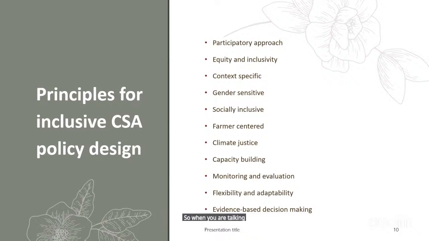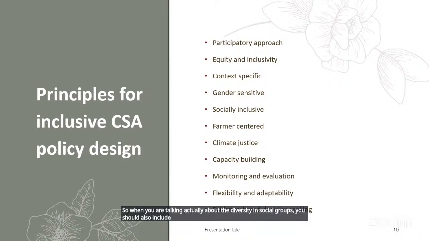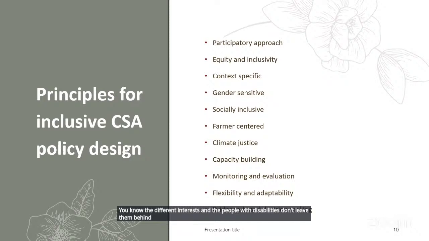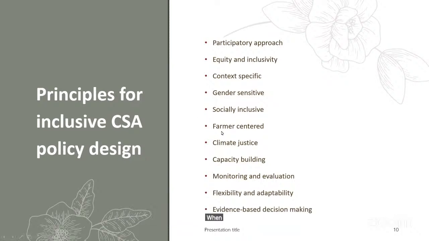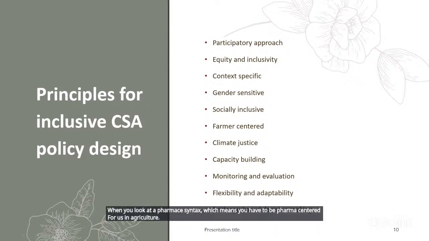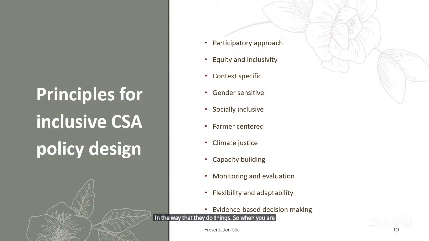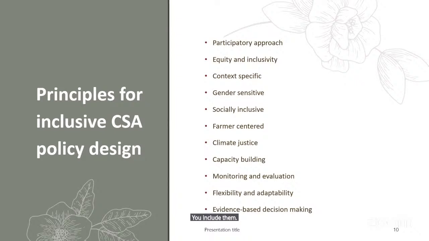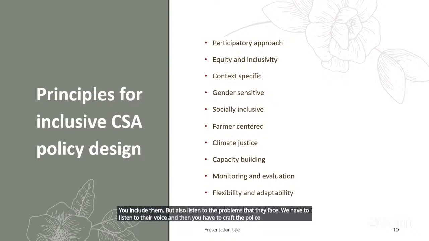So when you are talking about diverse social groups, you should also include the youth, the elderly, they have different interests, and the people with disabilities. Don't leave them behind. We have to work together as one family. You have to be farmer-centered. For us in agriculture, what we want is to try and help the farmers develop. We want to help the farmers to produce with minimal pain in the way that they do things. So when designing policies that affect their agricultural food base, you include them, but also listen to the problems that they face. You have to listen to their voice, and then craft the policy that should enhance their productivity and also support their livelihoods.